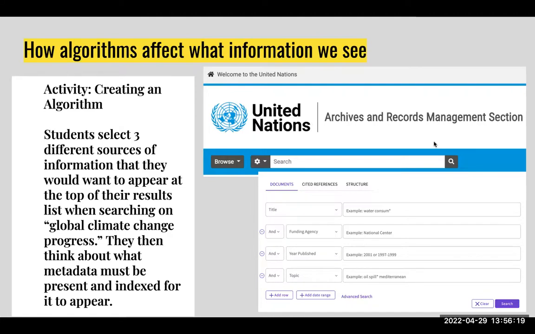So I tasked them with thinking about the three kinds of sources that they would want to be certain would appear at the top of their results if they were doing a search. I introduced them to the United Nations Archives Search, which is another database, similar to Medline in that you can see what fields are indexed, and what weight is given to those particular indexed metadata fields. And I tasked them with thinking about the metadata that should accompany these three sources.